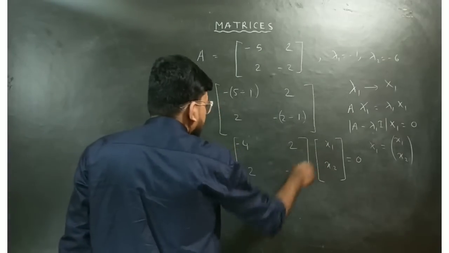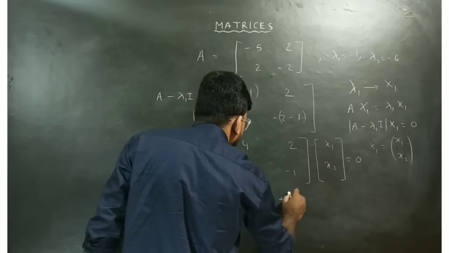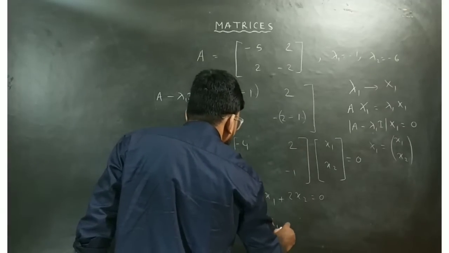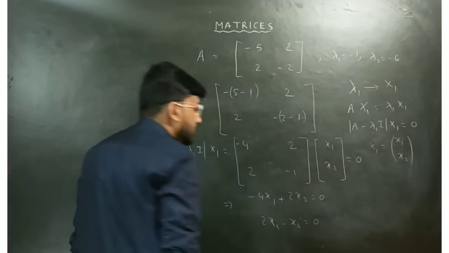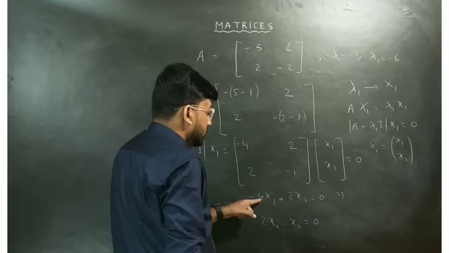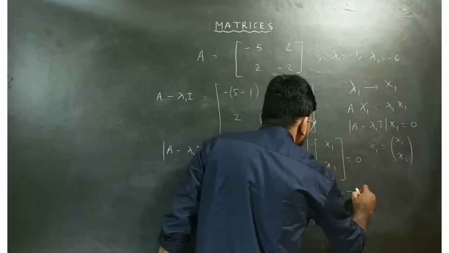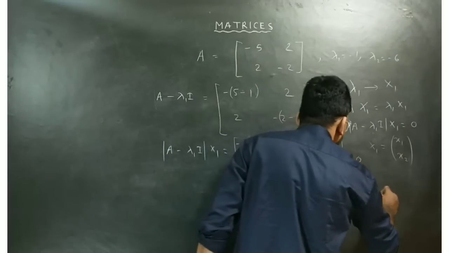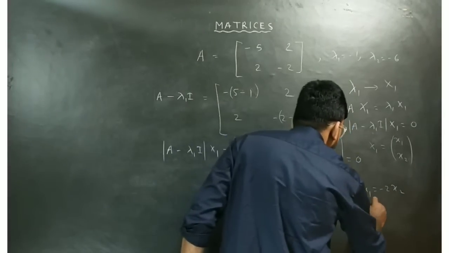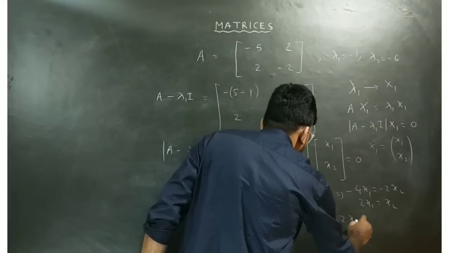Okay, so it will be minus 4x1 plus 2x2 equal to 0, one equation, and another equation is 2x1 minus x2 equal to 0. And you can see these two equations are same, because from here you can also find out that 2x1 is equal to minus x2, minus 4x1 is equal to minus 2x2. Okay, that means your 2x1 is equal to x2. Similarly, from here you will get this 2x1 is equal to x2.